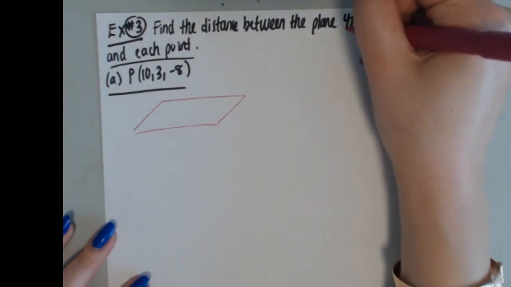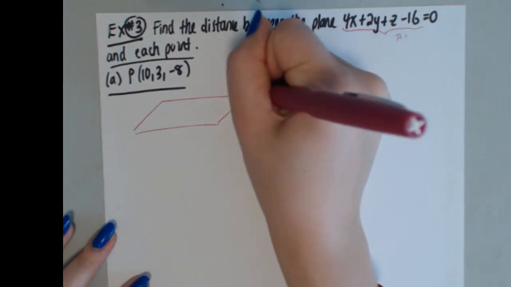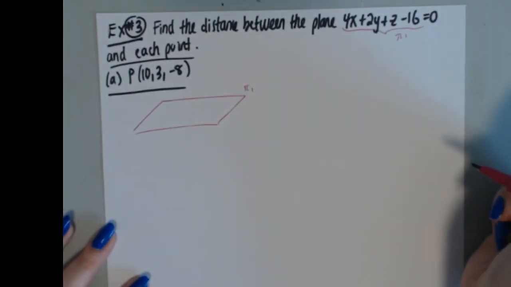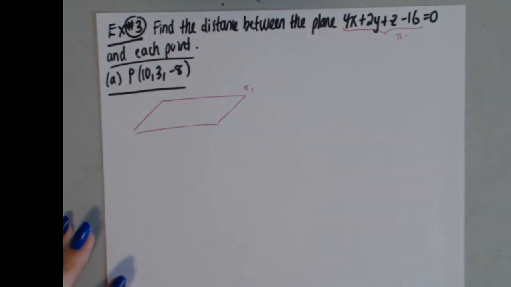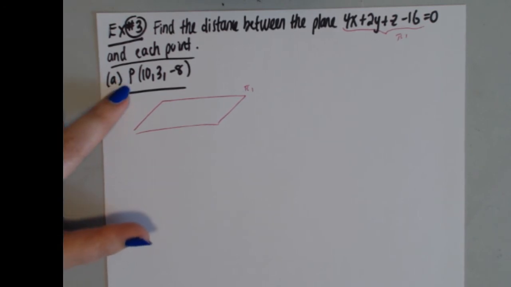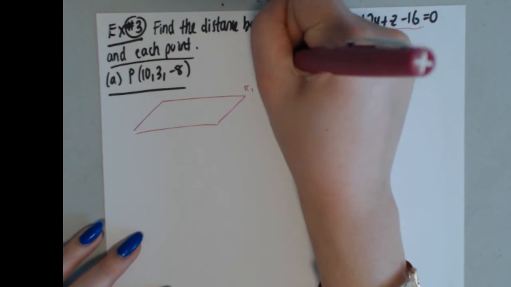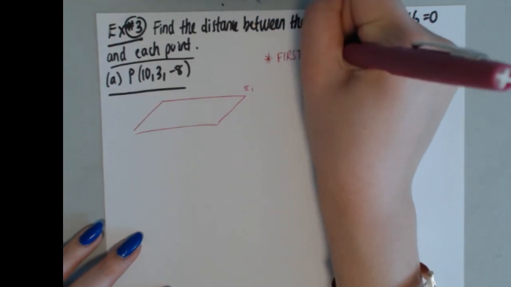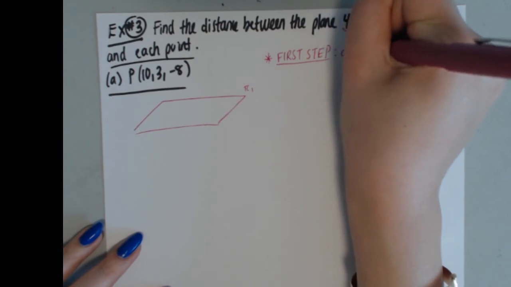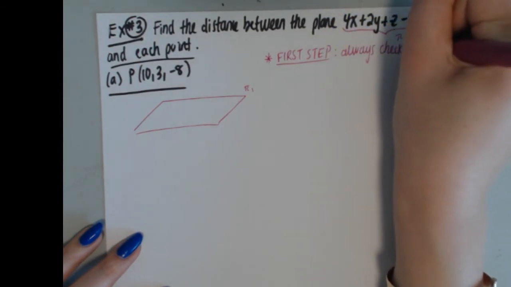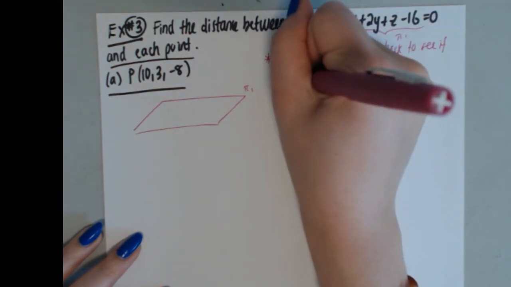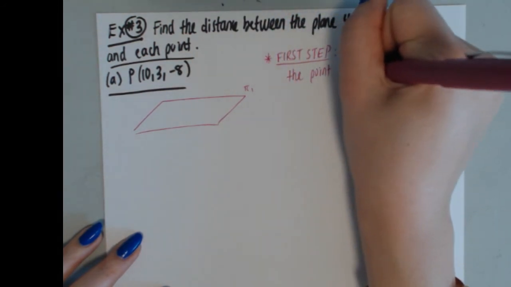If we want to call this plane pi 1, then we can label it here, pi 1. Now I've got some point. I don't know where it is. That point might be on the plane, so don't ever disregard that possibility. And if it is on the plane, that means the distance is 0. So the first thing you should always, always check is to see if this point is on the plane. First step, always check to see if the point is on the plane.